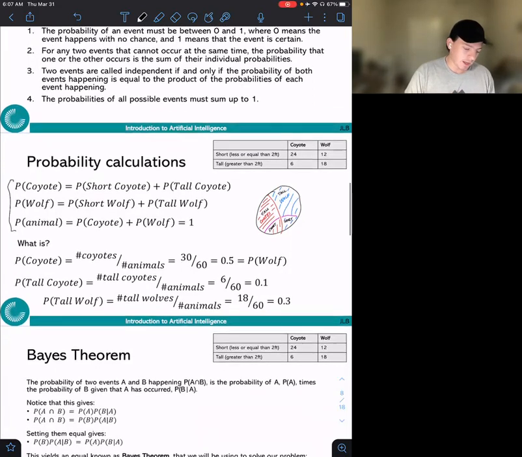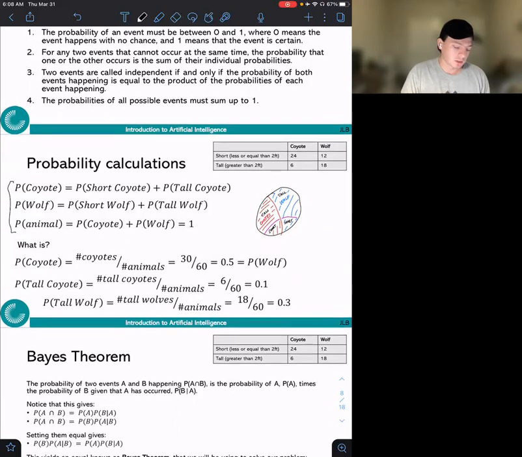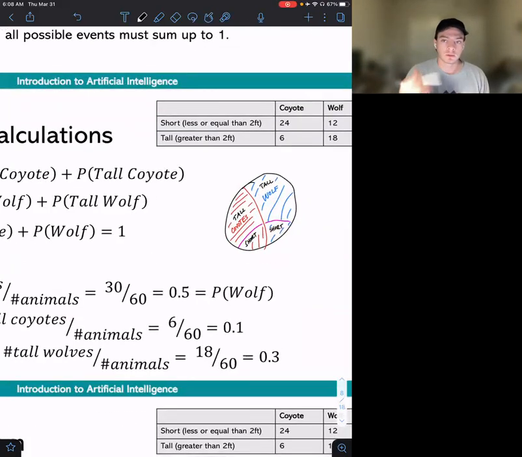This falls under the category of mutually exclusive events, where the probability of a short coyote and a tall coyote can be summed up together. Since they're mutually exclusive, there's not an overlapping coyote that is both under and over 2 feet tall. And so we can just look at the state space and check to make sure that our logic is correct and that they are mutually exclusive events. And it's true because there's no overlap between any of the classes of the tall coyotes or the short wolves.